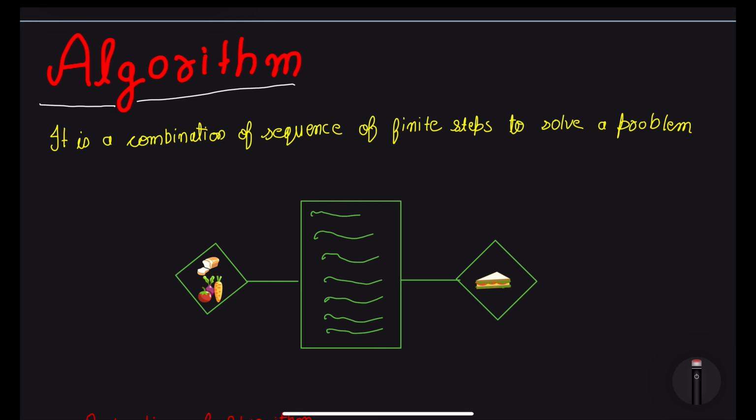So here the ingredients like vegetable, oil, spices, these are input, and the set of steps written in the recipe book is algorithm, and the finished dish that we will get is the output. So to summarize, we have a given input which is then converted into finished output by following a certain set of steps, and those set of steps combined is called an algorithm.